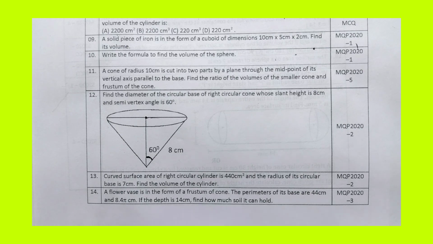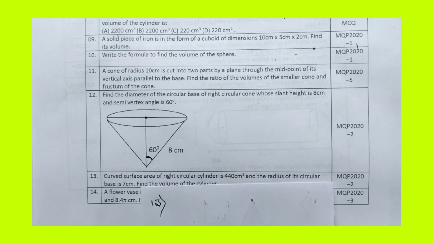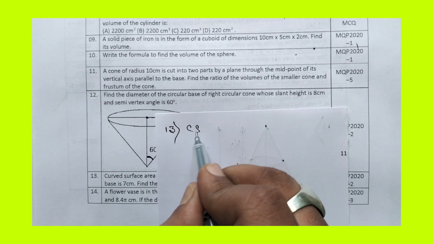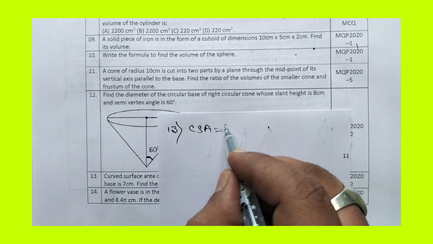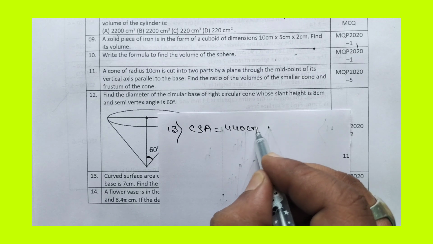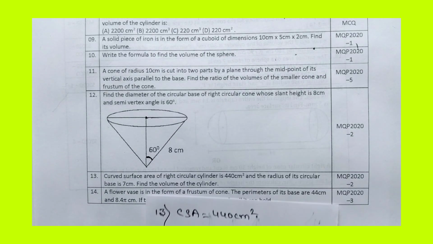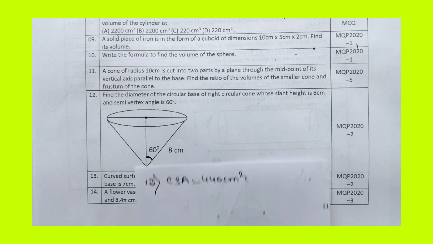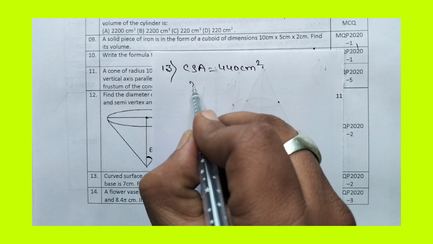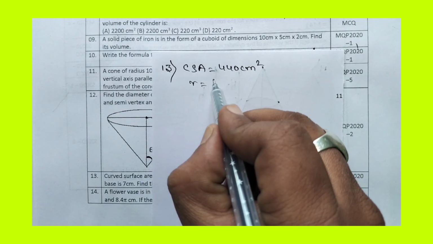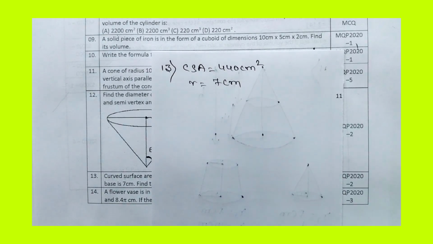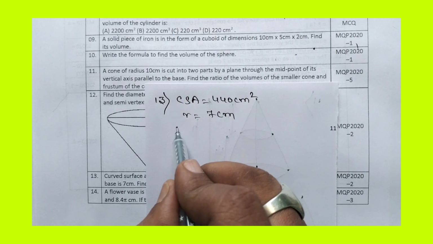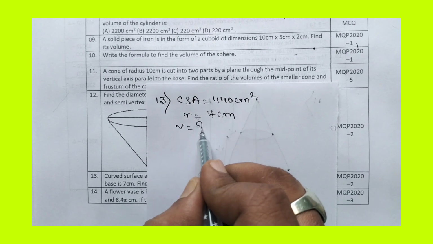So what they have given? 13th question, curved surface area of a cylinder is given. So CSA is equal to 440 centimeter square. That is the curved surface area of a cylinder. And the radius of its circular base is given. So radius is equal to 7 centimeter. Now what we have to calculate? Find the volume of the cylinder. So volume of cylinder V is equal to question mark.